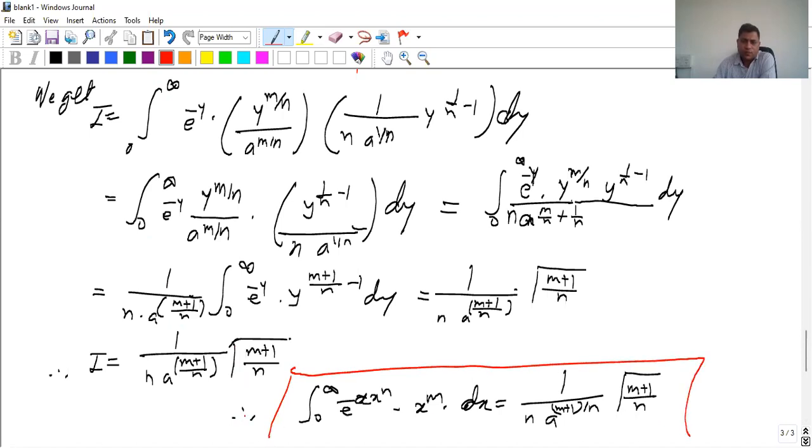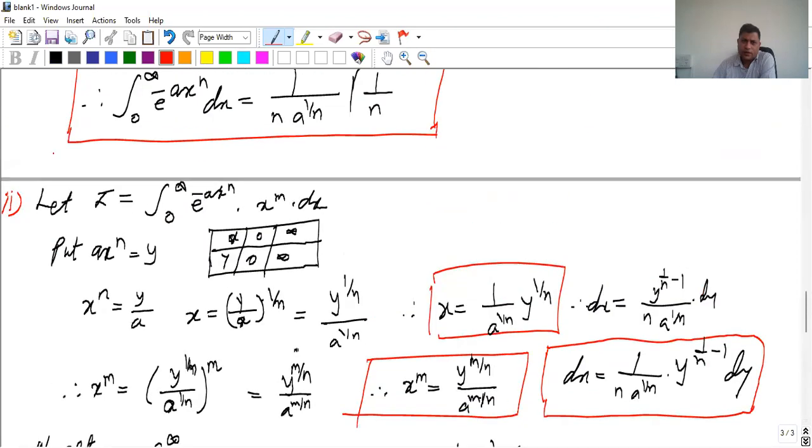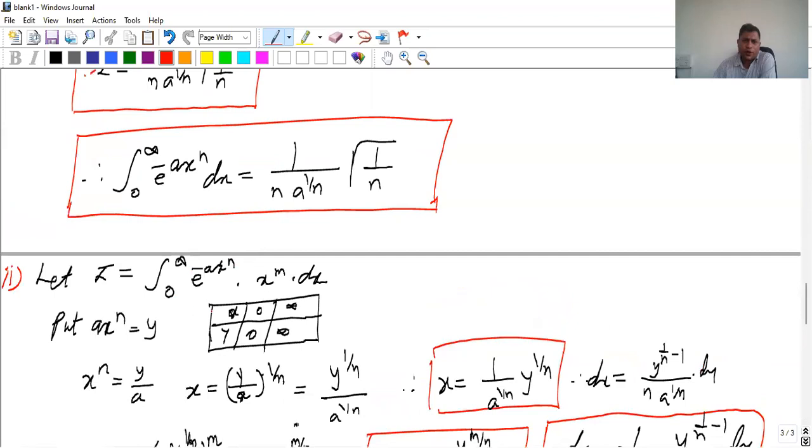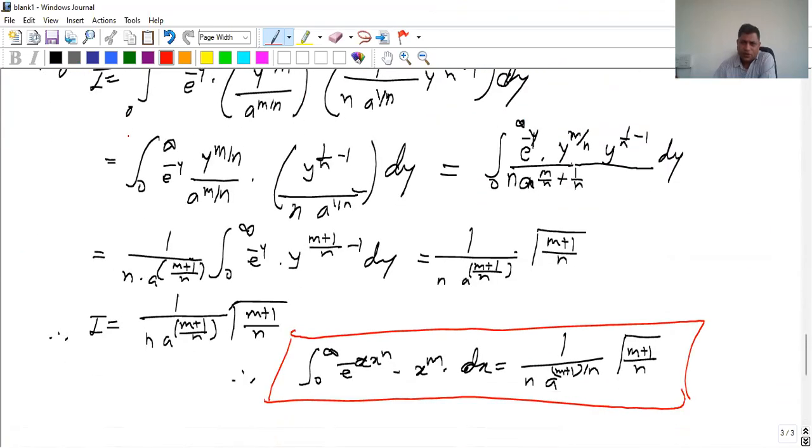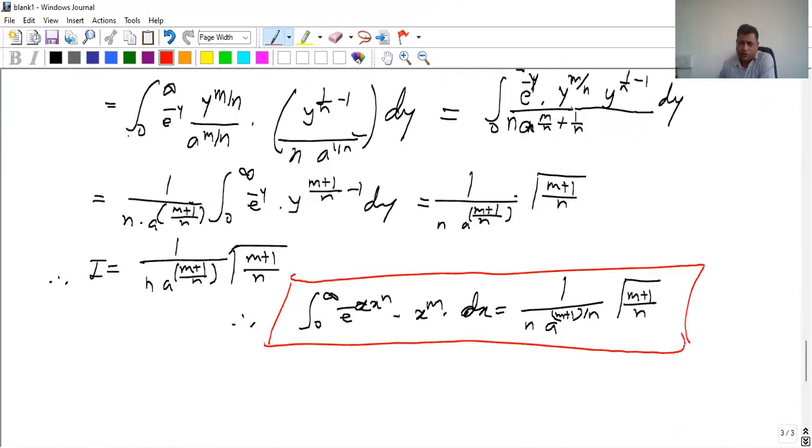Sir, is there any doubt in this example? For m equals 0, we should get the previous case, isn't it? No, n cannot be 0, because if we put n equal to 0, then this will become e raised to minus... No, I am saying m. If you put m equal to 0, then it is the previous case, right? Yes, sir. Okay, so that's right. We will get the previous case if m is going to be 0.